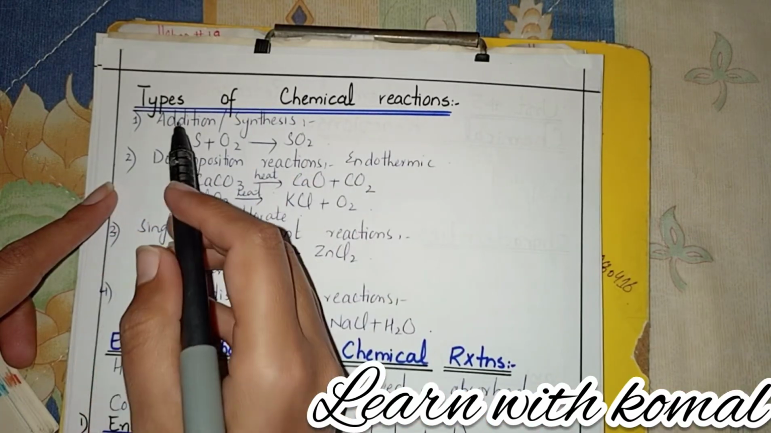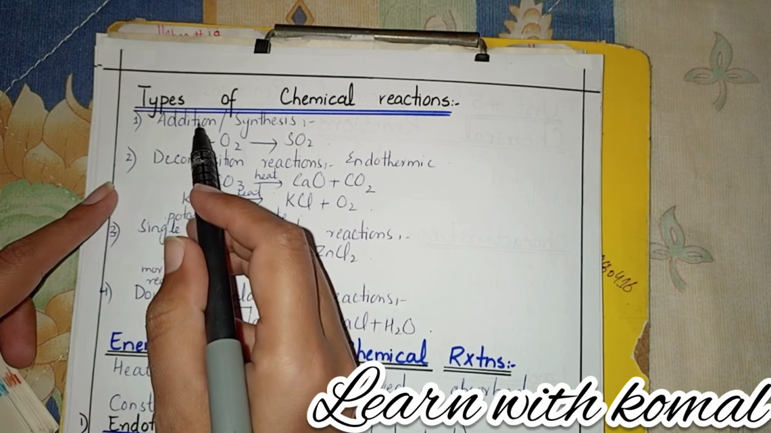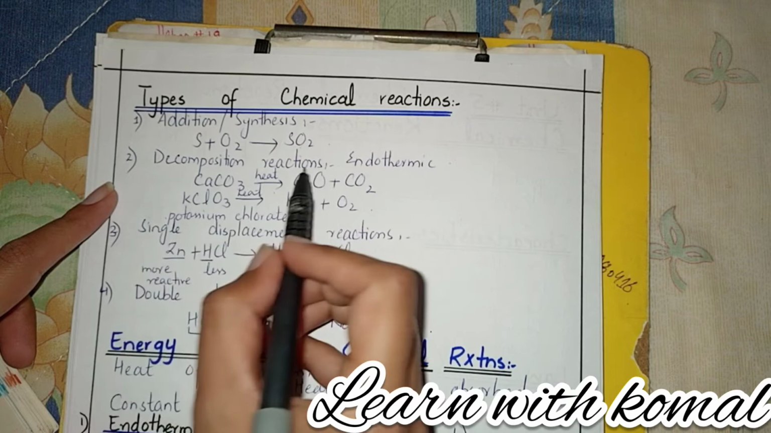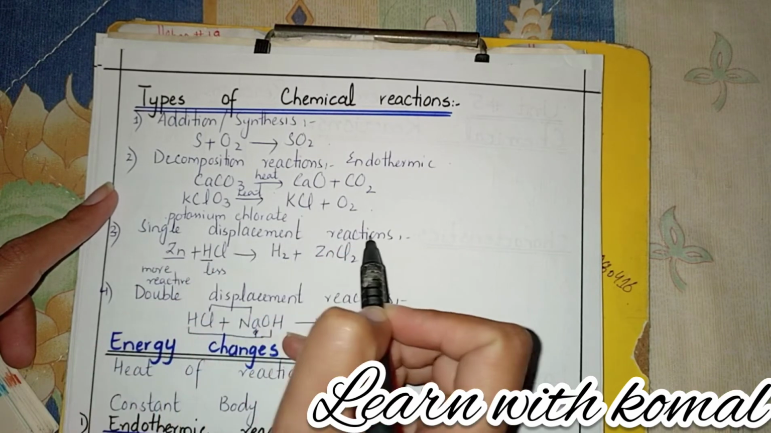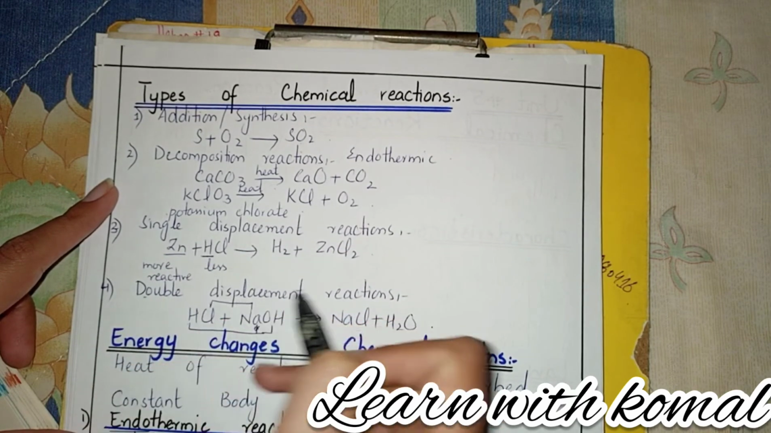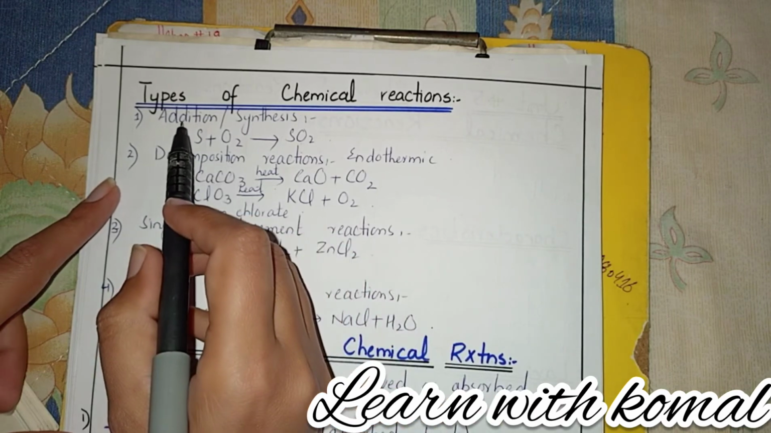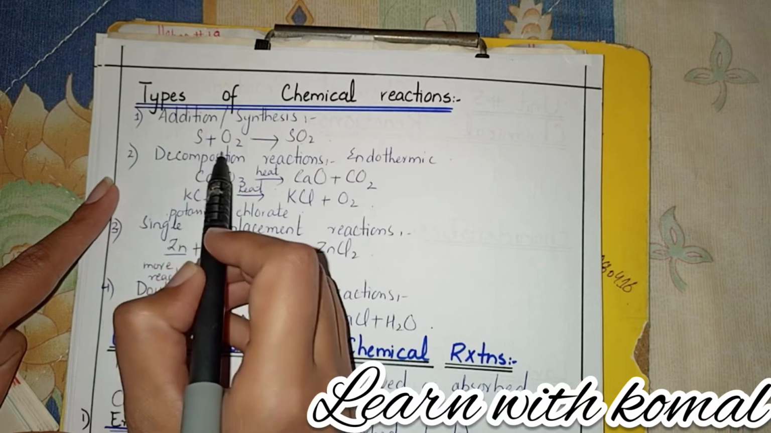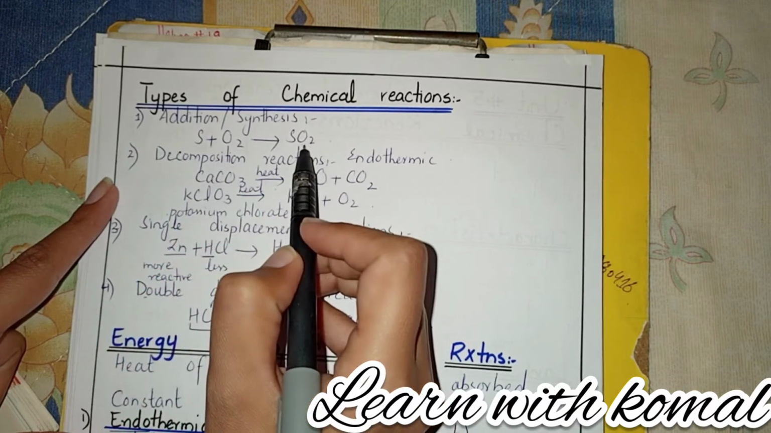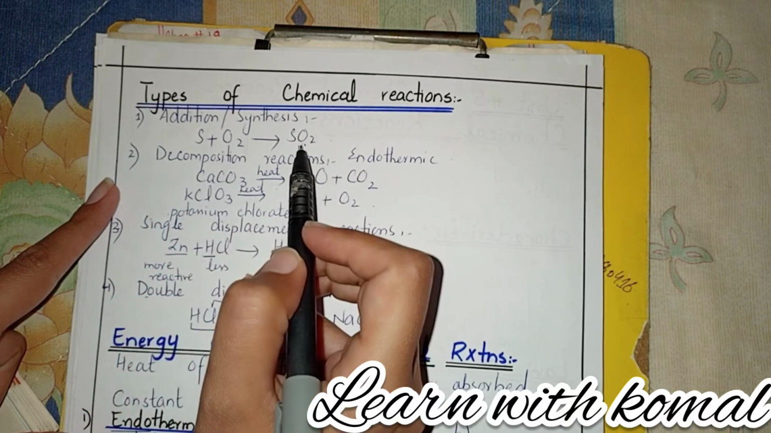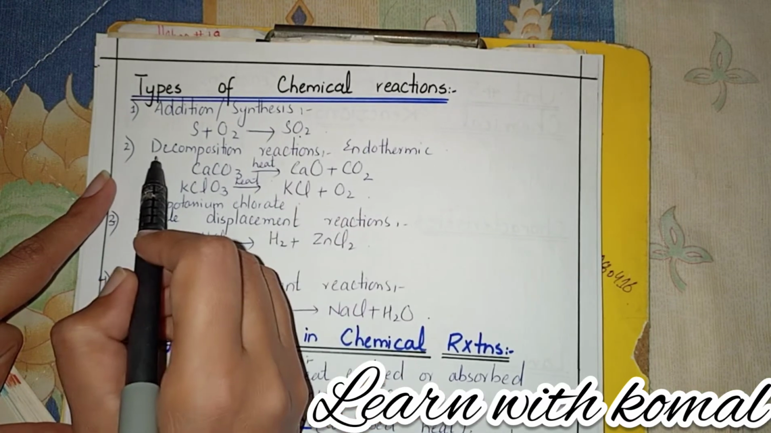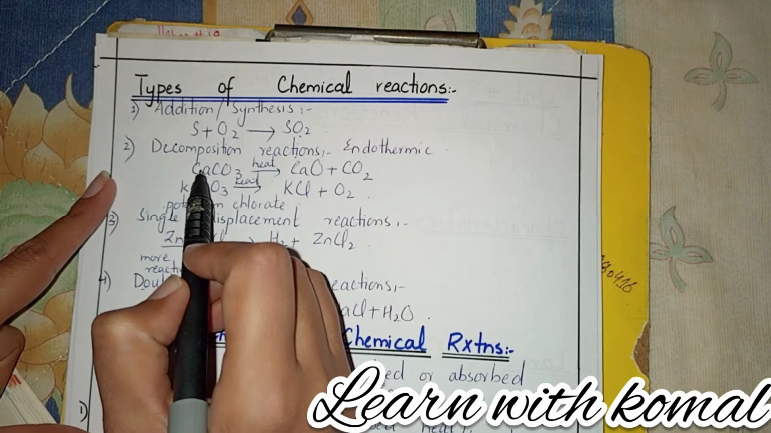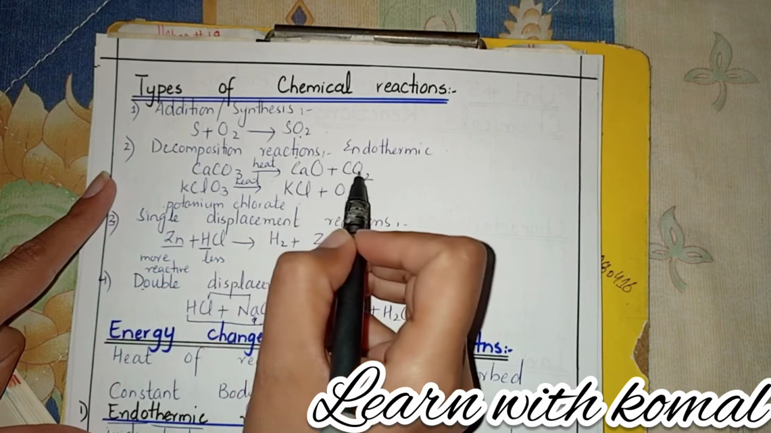reactions. So there are 4 types of chemical reactions: addition, also called synthesis reaction, decomposition reaction, single displacement reaction, and double displacement reaction. So, what is an addition reaction? In this reaction, two or more substances combine to form one product. Sulfur and oxygen combine to form SO2. Decomposition reaction. In this reaction, one reactant breaks to form two products.